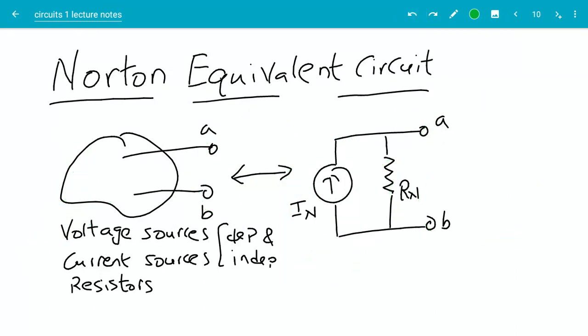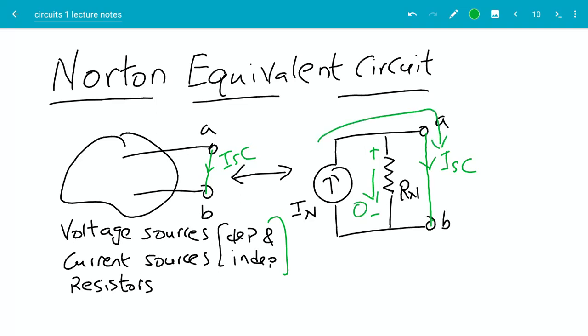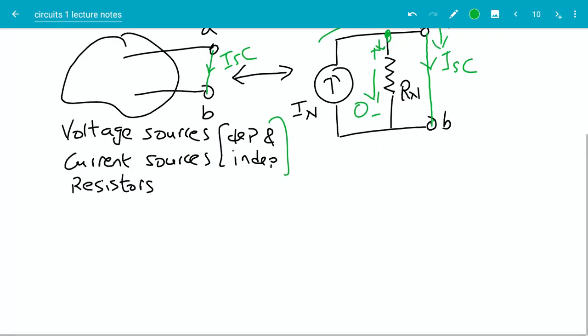So the circuit on the right behaves exactly the same way as the circuit on the left. If I short circuit this and measure the short circuit current, and do the same thing here, since the two circuits behave exactly the same way, I should measure exactly the same current. On the right hand side, if I short circuit this, the voltage drop across the resistor is 0, so the current flowing through the resistor is 0. Doing a KCL, the entire IN should go through the short circuit. So that's the easy way to measure IN.